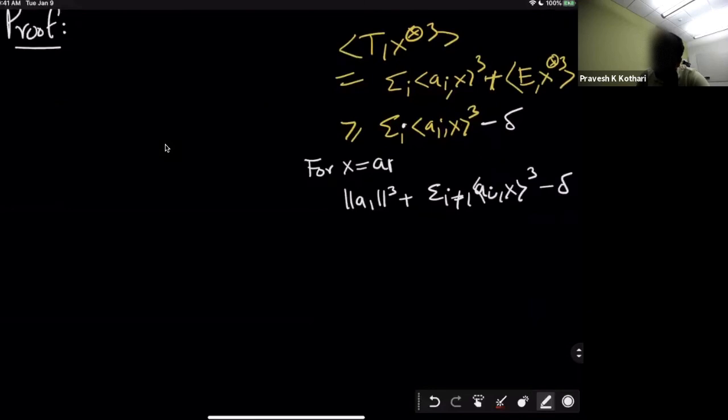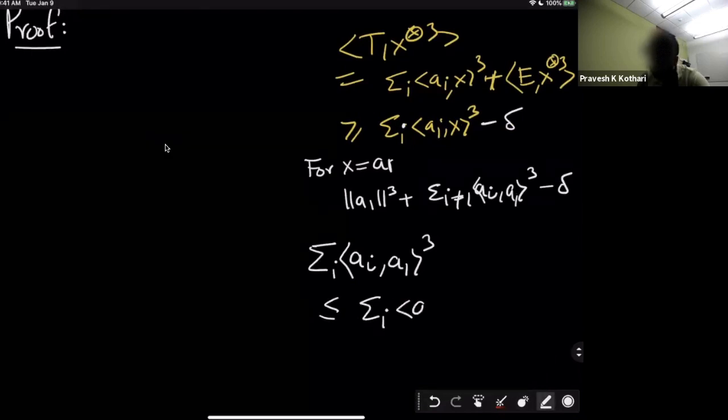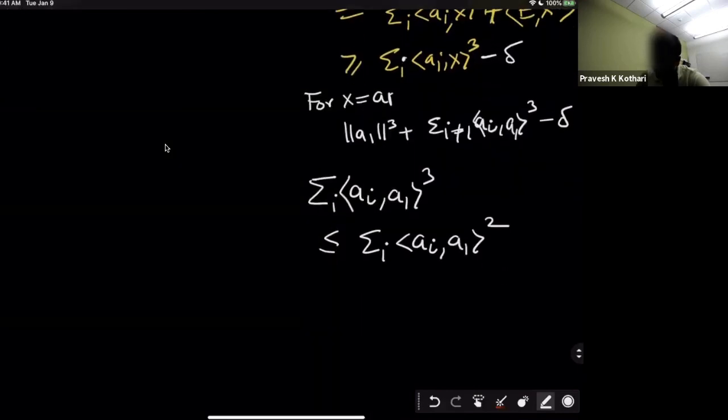Now I think I'm going to use the following fact. This is A1. The inner product of AI and A1 can be at most 1, because all of these are norm 1 vectors. The sum over I not equal to 1 of the inner product of AI and A1 cubed is at most the sum of AI A1 squared, which equals the sum of AI AI transposed.